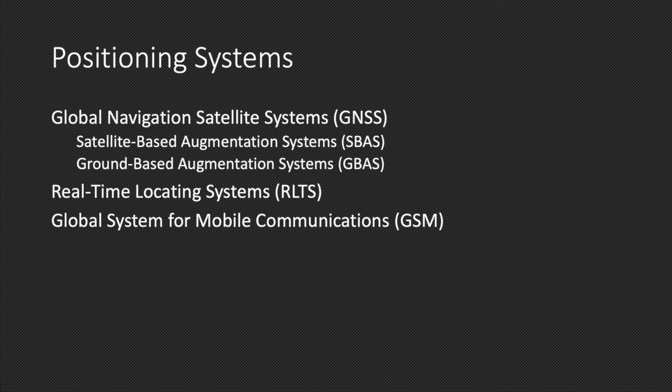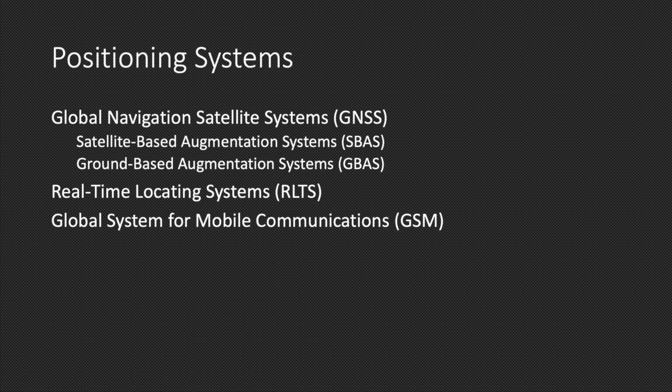Now, when we're talking about positioning systems, there's several types. The first type are known as global navigation satellite systems, and there's several of these, and one of these, of course, is GPS. Now, there's some alternative systems. Actually, there are augmentative systems that work with GPS. One is known as a satellite-based augmentation system. The other is known as a ground-based augmentation system.